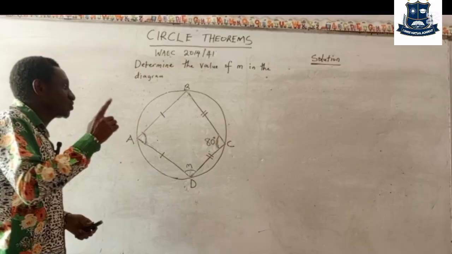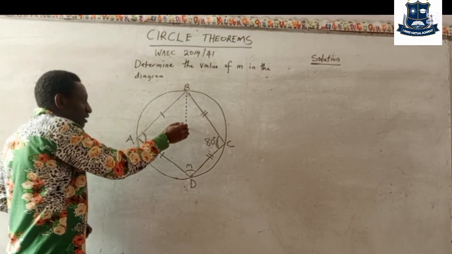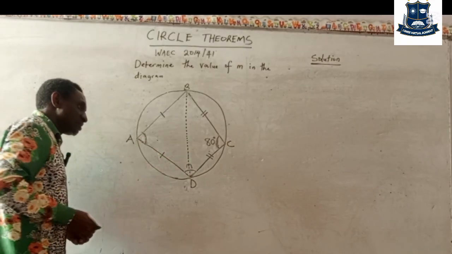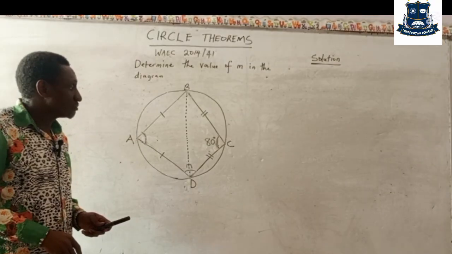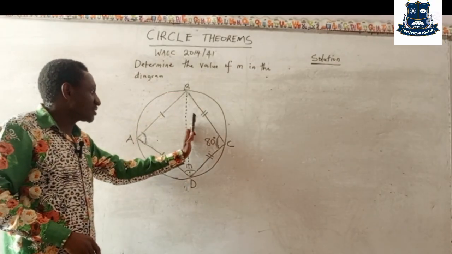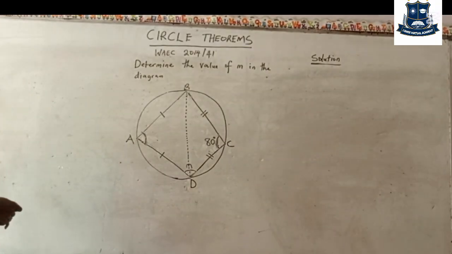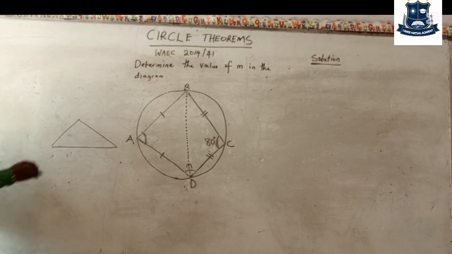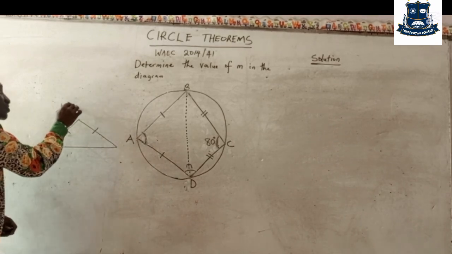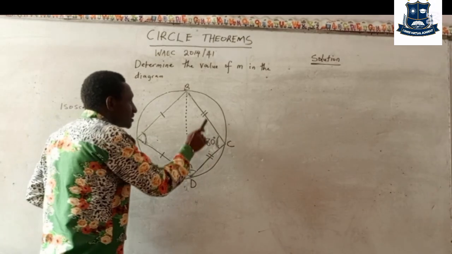Now, since they have given us strokes here, we may have to divide the shape into 2, from B to D. Why? Because I have seen 2 strokes here and 2 strokes here. Dividing the shape like this gives me an isosceles triangle here and another isosceles triangle here. An isosceles triangle is a triangle where 2 sides are equal.